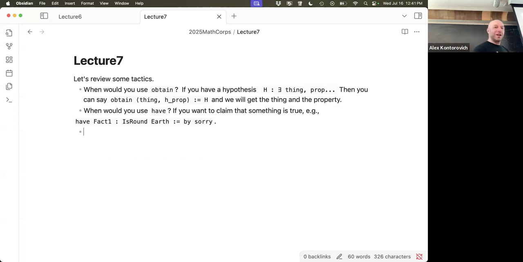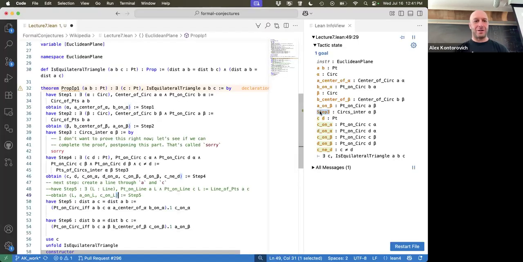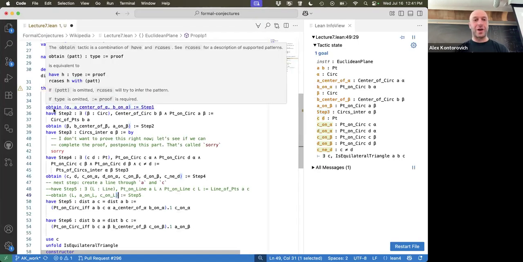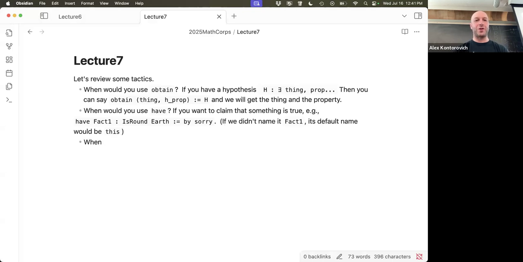When would you use have? If you want to just make a claim, you can give it a name. If you don't give it a name, if we didn't name it fact one, its default name would be this. Okay. Great. What other tactics did we learn? Use. Okay, beautiful.